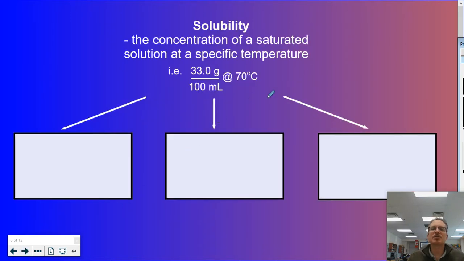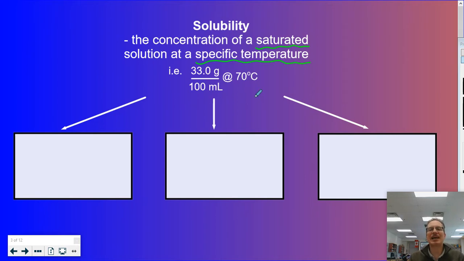If we look at the term solubility, solubility is the concentration of, and this part is key, a saturated solution at a specific temperature. For instance, if we look at potassium chloride, this statement means that 33 grams of potassium chloride can dissolve in 100 milliliters of water at 70 degrees Celsius. That is the maximum because this is saturated.